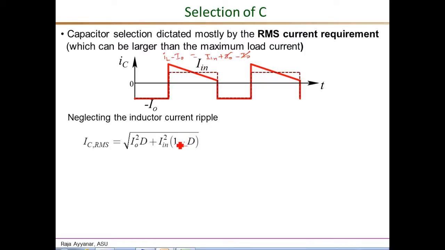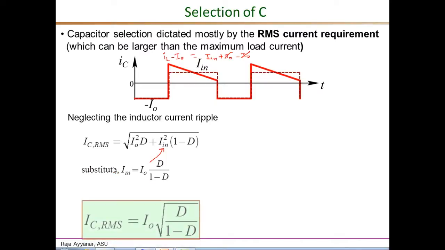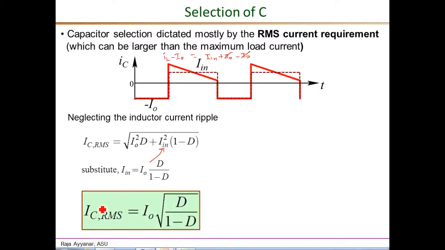So that gives us the mean square ripple. Take the square root to get the RMS value. Now in this expression, if we substitute IN equal to IO times D over 1 minus D, which is obtained from the power balance, then we get the final required value of IC RMS to be IO times square root of D over 1 minus D.